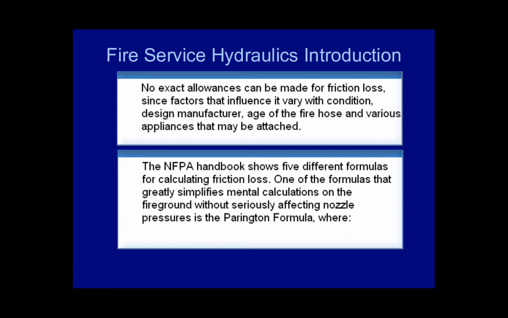Parrington formula, where FLR, or friction loss rate, equals 2Q squared. Q equals GPM divided by 100.